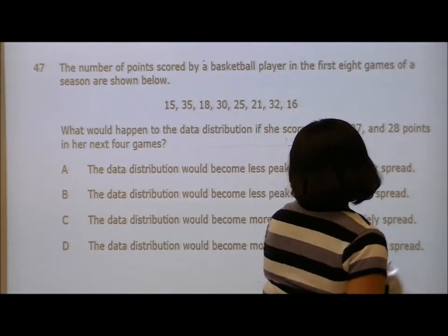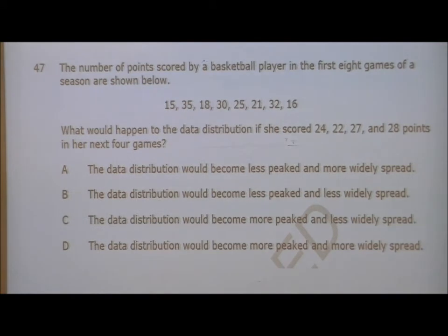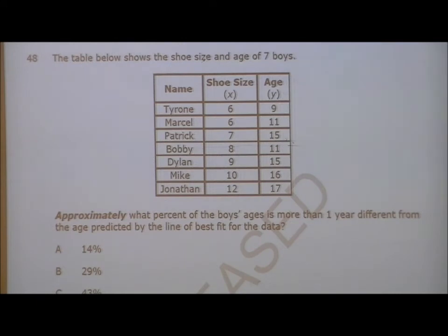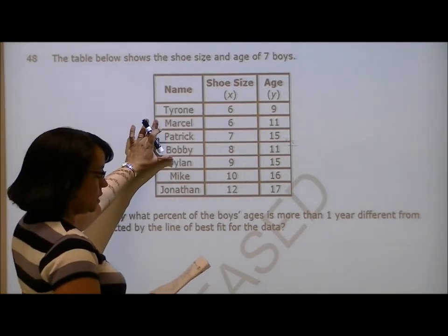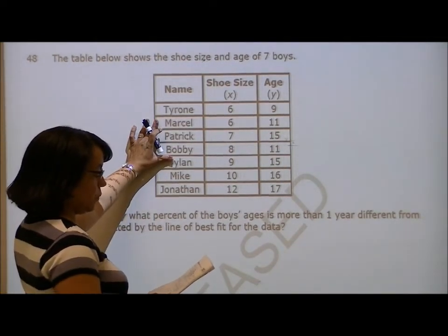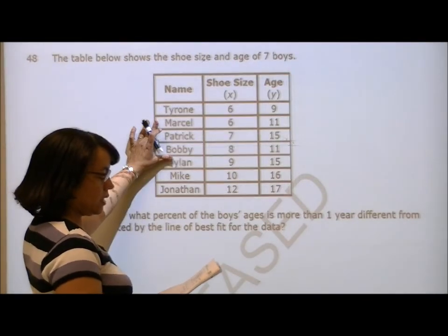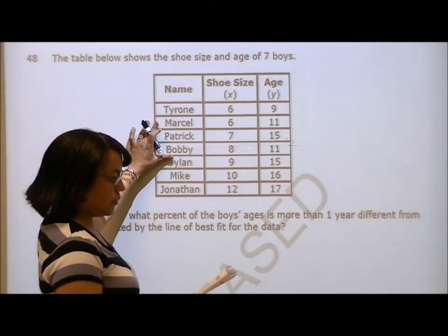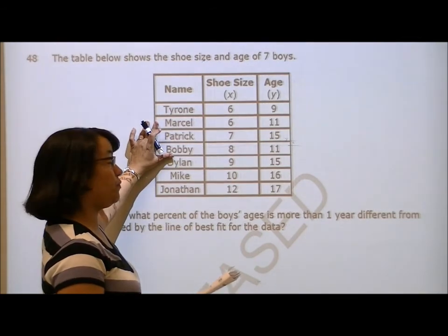For that problem, if you could see that by just putting them in order and not using the average, you definitely can do that problem without finding the average. Let's look at number 48. The table below shows the shoe size and age of 7 boys. So for this one, you have to make a data plot, a scatter plot. From the scatter plot, because of what they asked us, approximately what percent of boys' ages is more than one different from the age predicted by the line of best fit.